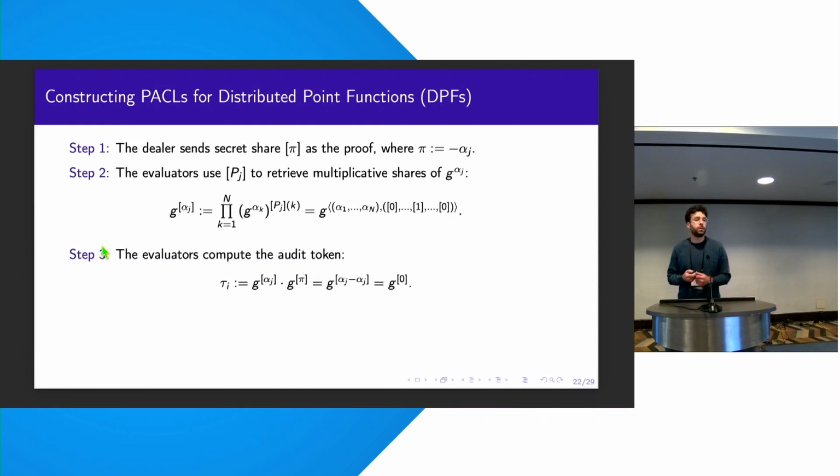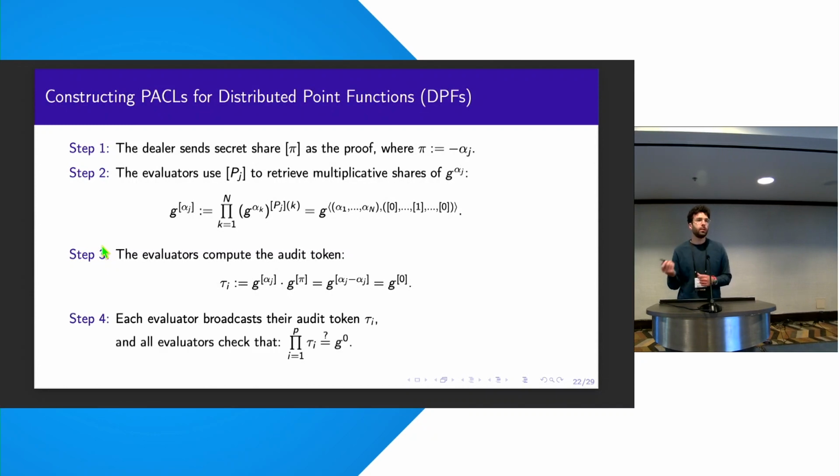Then the evaluators proceed to compute an audit token, which will just consist of the product between the multiplicative shares of the verification key that they derived in step 2 and the exponentiation of g to the secret share of the proof provided by the prover. Then they swap all these audit tokens and check that the audit tokens recover to the identity element in the group.